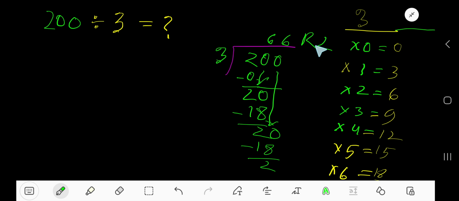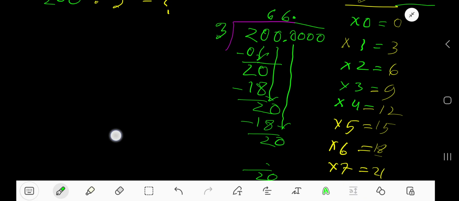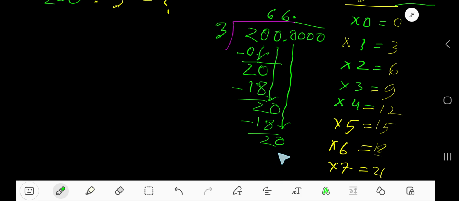But if I want to write my answer in decimal form, then what will happen? Convert this whole number into a decimal number. You can take any number of zeros. Bring down the first 0. But before the 0 there is a decimal, so the decimal must come to the quotient directly. 3 goes into 20 again 6 times.